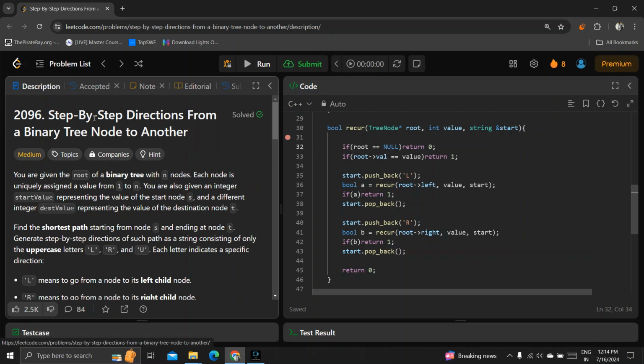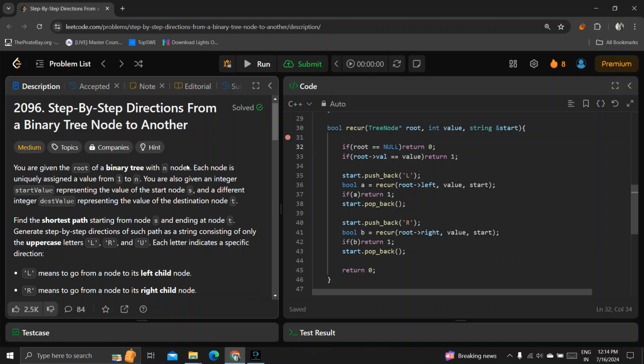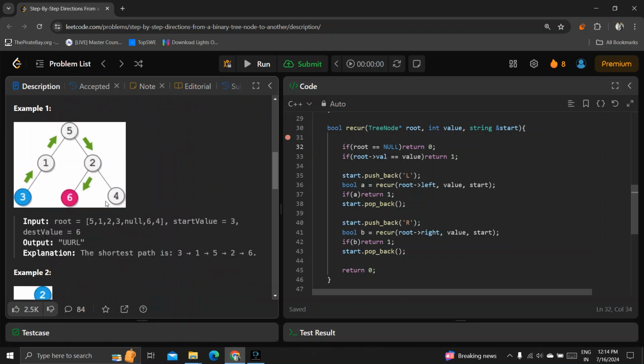So today's LeetCode daily challenge is Step-By-Step Directions From a Binary Tree Node to Another. Basically, we are given a binary tree, and we are given the starting value and the destination value. What we have to do is return the string which shows the shortest path of moving from 3 to 6.